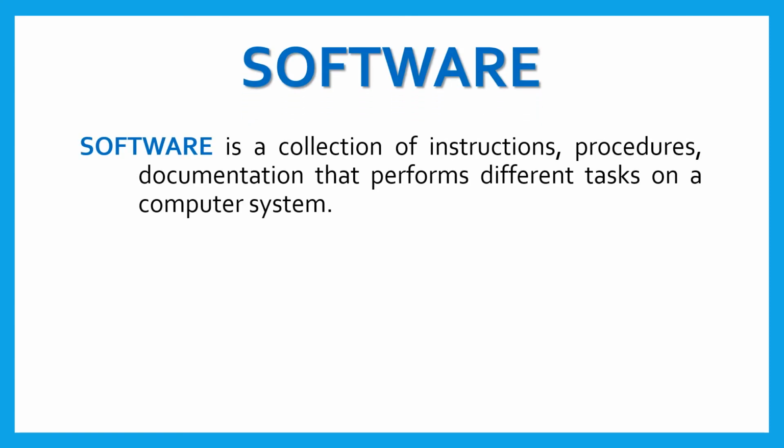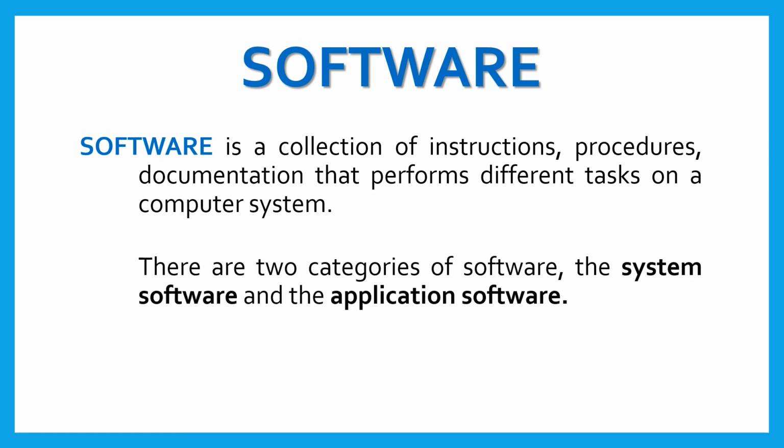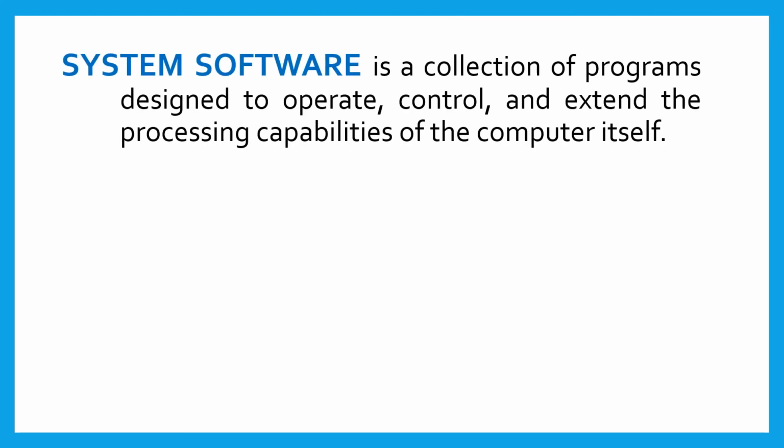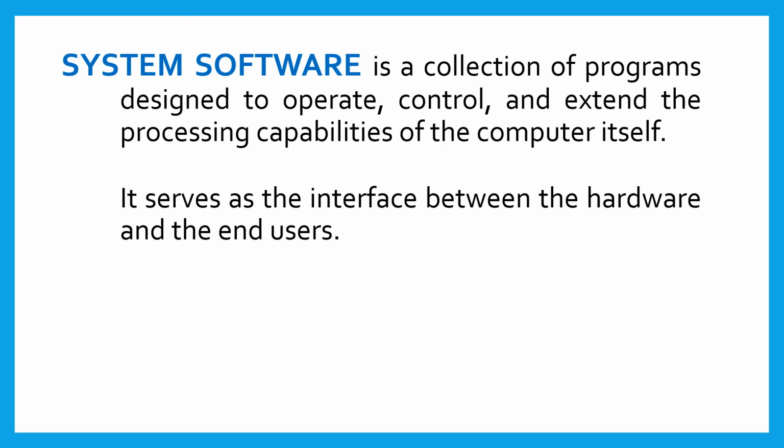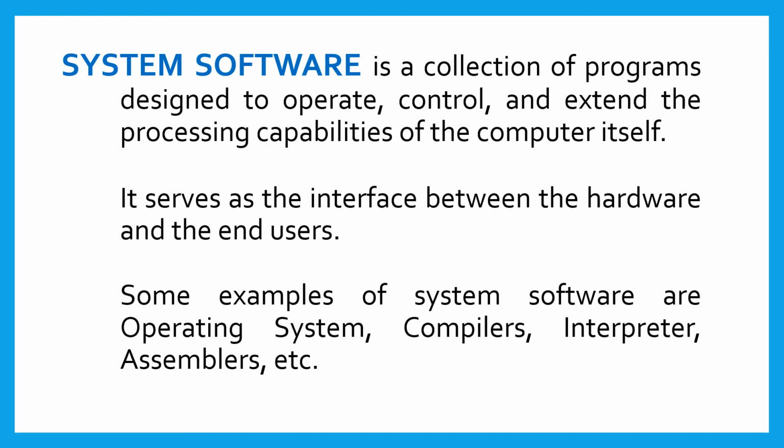Software. Software is a collection of instructions, procedures, and documentation that performs different tasks on a computer system. There are two categories of software, the system software and the application software. System software is a collection of programs designed to operate, control, and extend the processing capabilities of the computer itself. It serves as the interface between the hardware and the end users. Some examples of system software are operating system, compilers, interpreter, assemblers, etc.